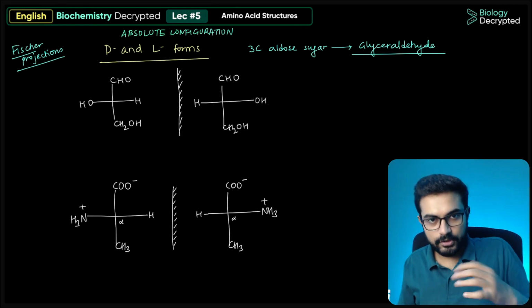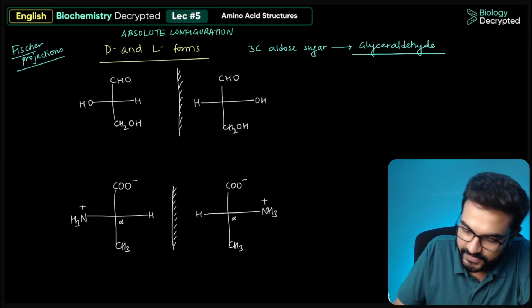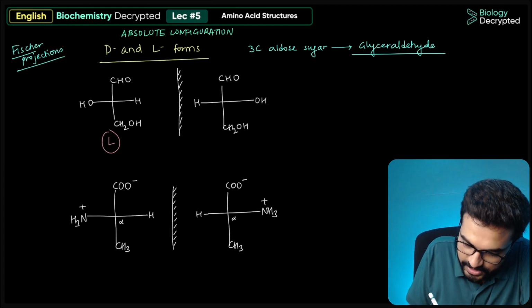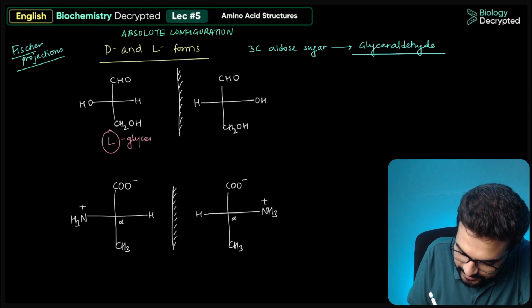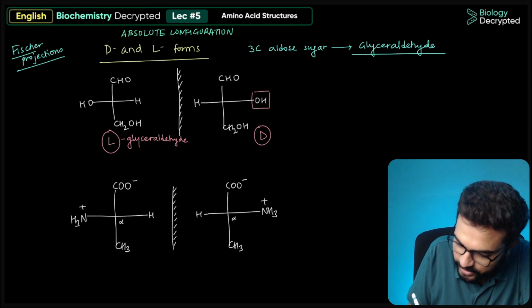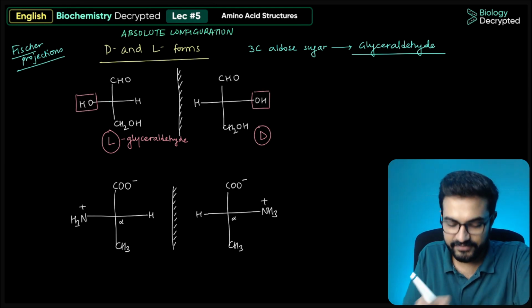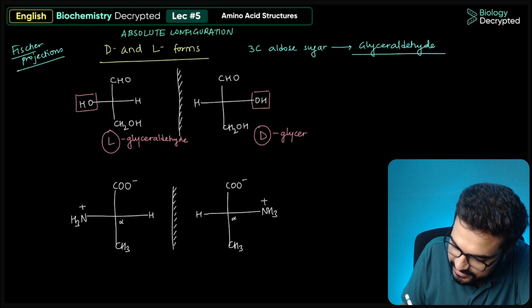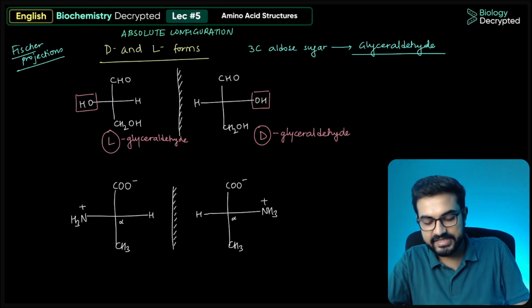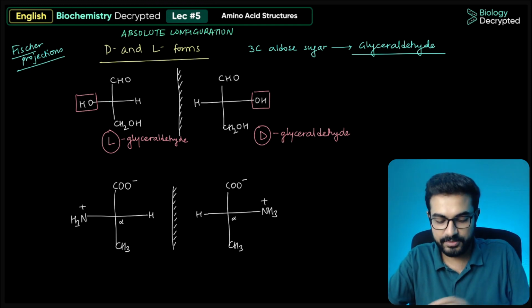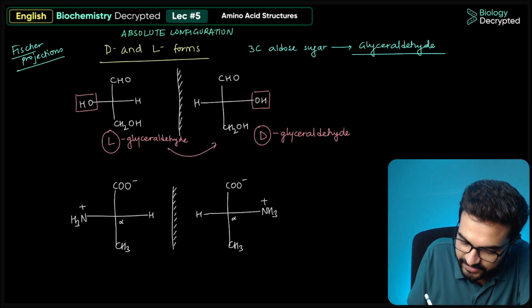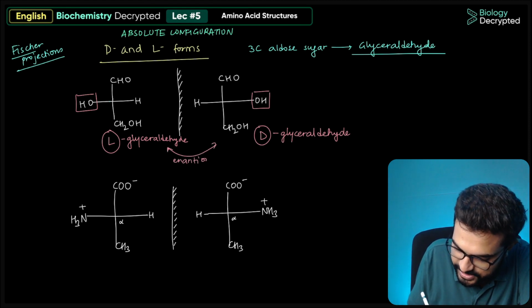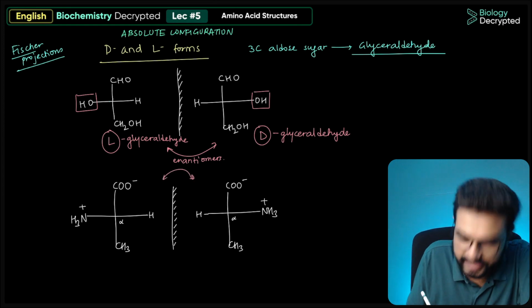Now, the absolute configuration in case of this one here will be L. So this will be called L-glyceraldehyde, and here this is D-glyceraldehyde because of the position of OH. Since OH is towards the left, it is called L-glyceraldehyde, and if it is towards the right, then it is called D-glyceraldehyde. This is very important. These are non-superimposable mirror images of each other, and L and D forms are obviously enantiomers.